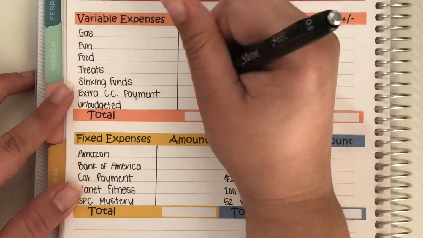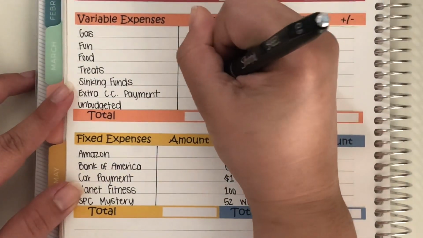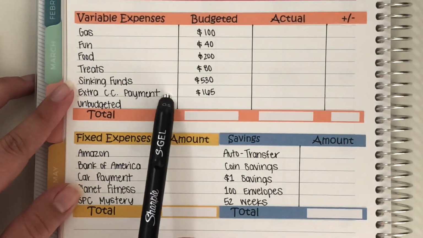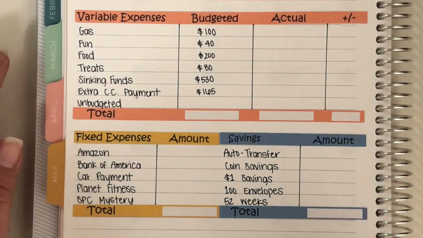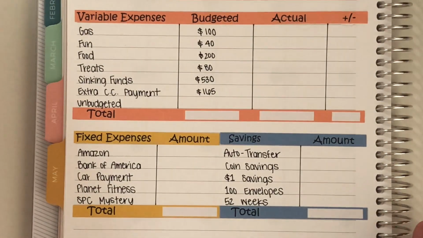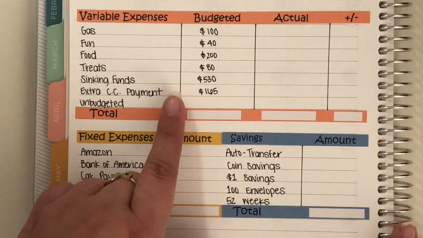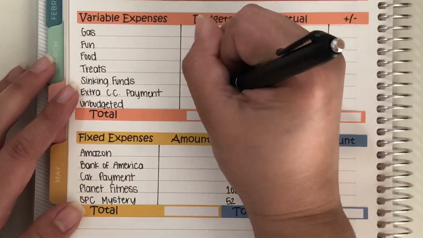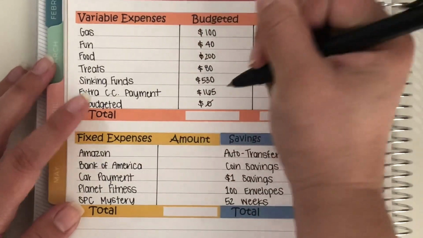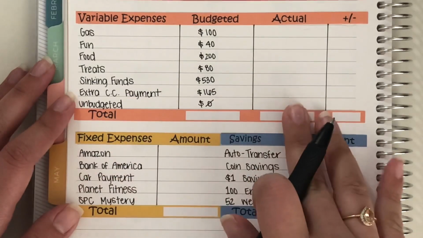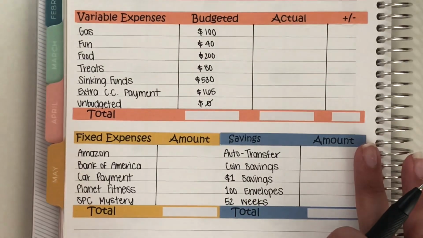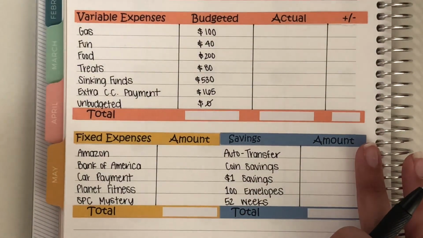And then for my extra credit card payment, I do plan to pay $165 on top of the minimum payment, which I keep writing $200 here, but in reality, I just make a $200 payment, so the minimum payment of $35 does come out of that, so it's really only an extra payment of $165, so I decided to write that this month. And then I don't have anything for unbudgeted, but I just like to leave a little space in case I do spend any unbudgeted money, then I have somewhere to write it at the end of the month. So there are all my variable expenses.